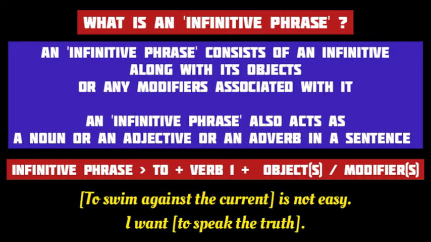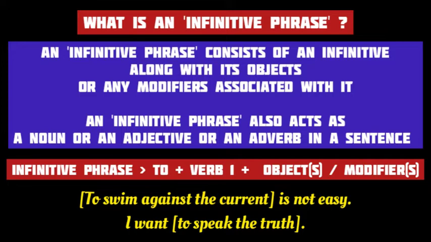And now we are going to study the infinitive phrase. You see, an infinitive phrase is a group of words consisting of an infinitive along with its objects or any modifiers associated with it. So what is the structure of an infinitive phrase? Well, an infinitive phrase is made up of to plus verb 1 plus its objects plus its modifiers if any. In short, an infinitive phrase starts with an infinitive followed by its objects and modifiers.